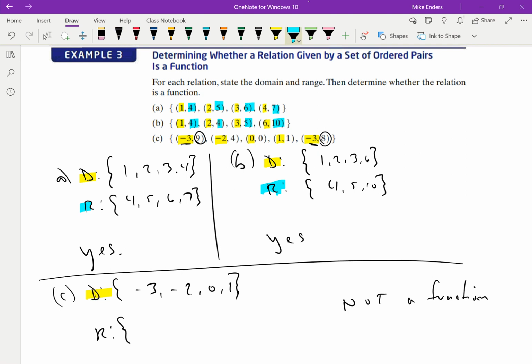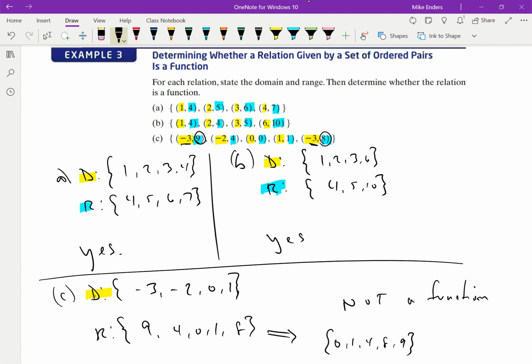Then my range, let's see, I've got 9, 4, 0, 1, and 8. So I'm just going to list those in order there: 9, 4, 0, 1, 8, in the order in which they were listed in the original question. I could also have rewritten this as 0, 1, 4, 8, 9. That would be another way that we could have written our range in this case, because we can put it in numerical order. We do not have to put it in numerical order.